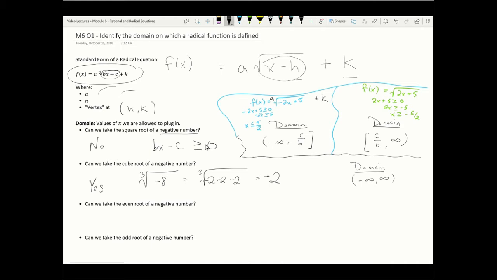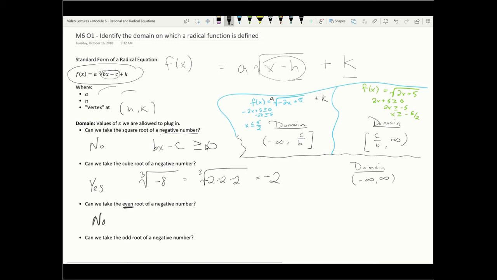Okay, so we know what's happening with square roots. We're going to set what's under the radical greater than or equal to 0, and that'll give us the domain. For cube roots, everything is in the domain. We don't have any issues. So can we take that and say, well, for every even root, we'll do the same thing as square root? And we can.